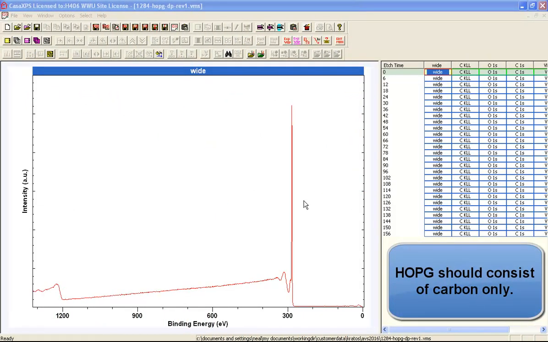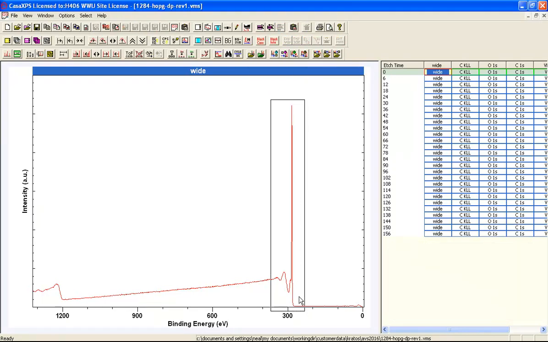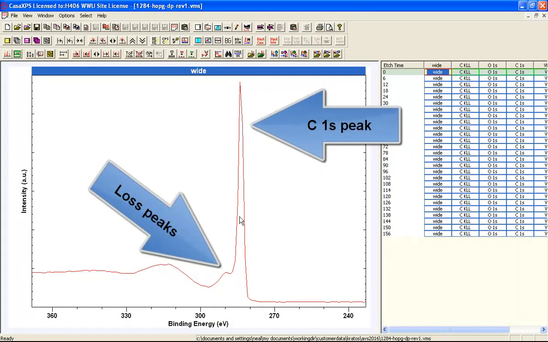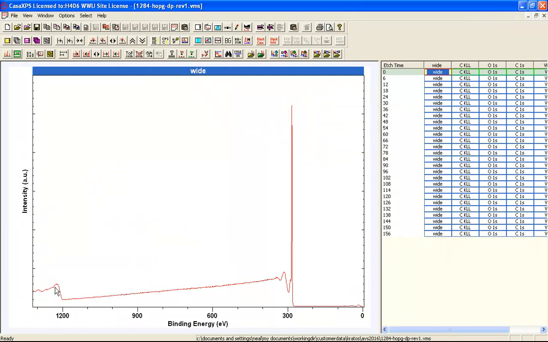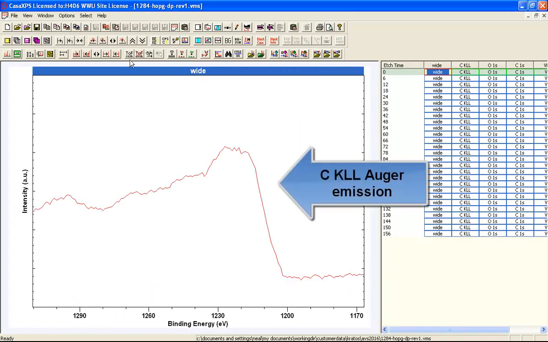These data are from HOPG. The survey measurement clearly shows a very strong carbon 1s peak. You can see some form of loss structures here. And these are, again, carbon Auger peaks.